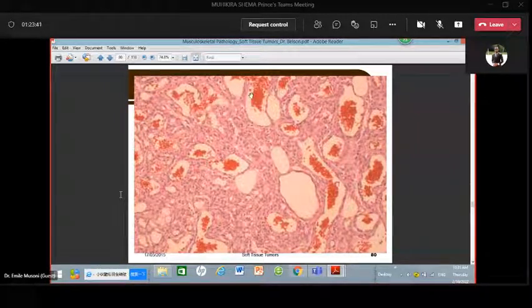This one, round, is a blood vessel. You see the blood inside, and there is an increased number of blood vessels, what we call proliferation. And here around, there is supporting connective tissue stroma. But what you see, the most common, is proliferation of blood vessels. This is what is called hemangioma.